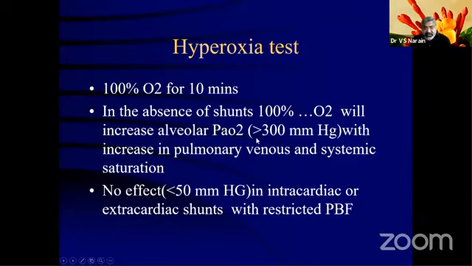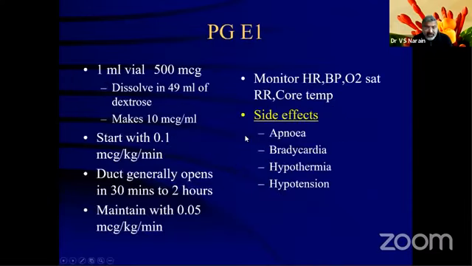So hyperoxia test is basically, sometimes we will ask as to how to differentiate between cyanosis because of lungs or because of intracardiac shunting, and this is how it is done.